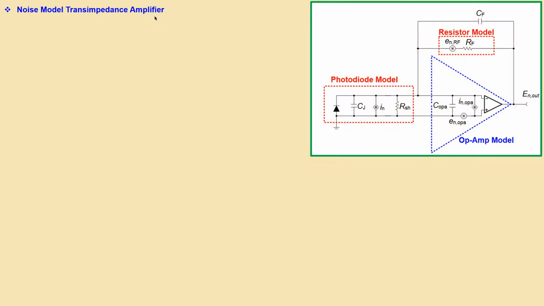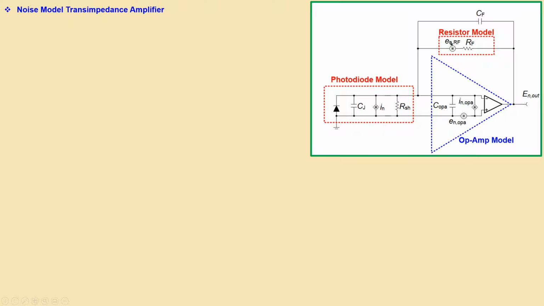Okay, the noise model for our transimpedance amplifier. Next we will discuss the noise model of the transimpedance amplifier, because that is the circuit we are using to amplify the photodiode signal into an electric voltage at the output. So we have this model for our transimpedance amplifier. You can see the photodiode model with the necessary elements like the junction capacitance, and also the noise current source, and also the shunt resistance of that photodiode.